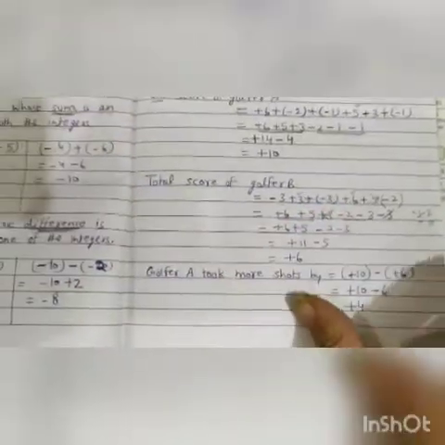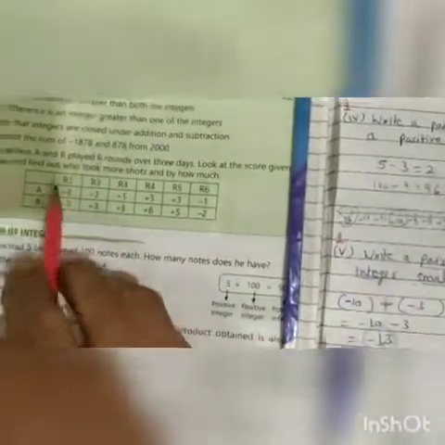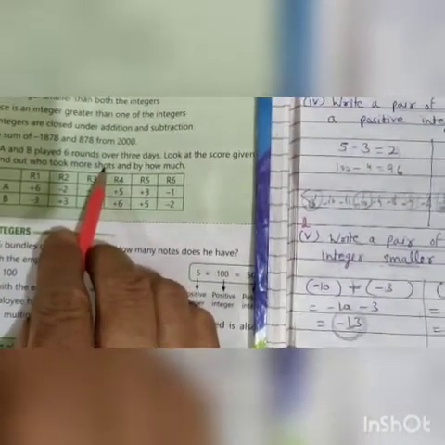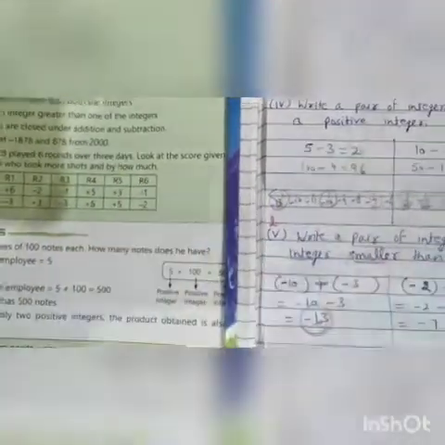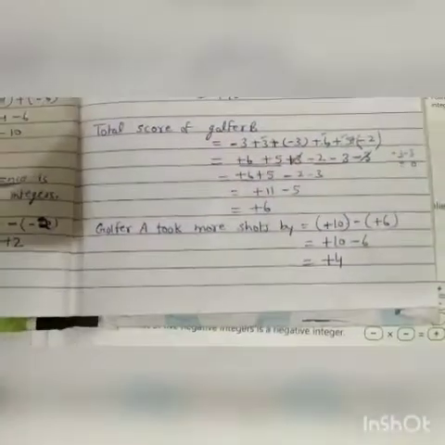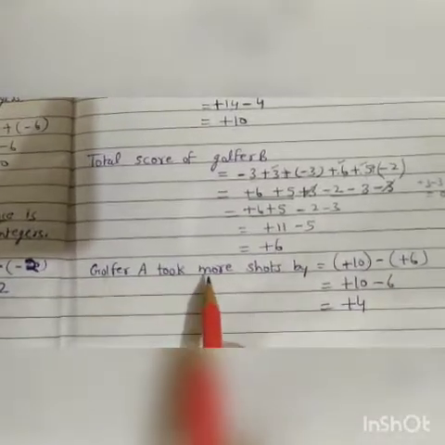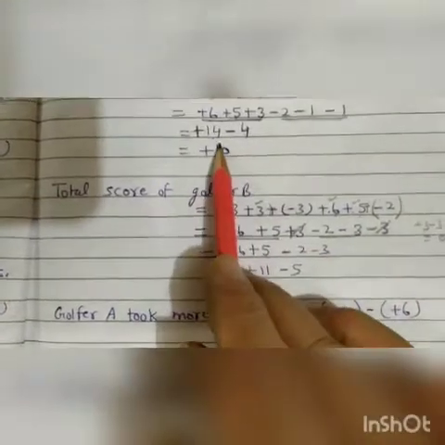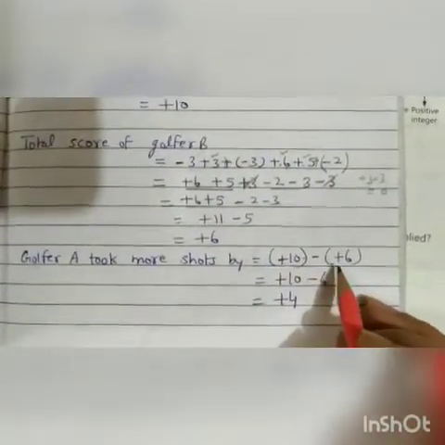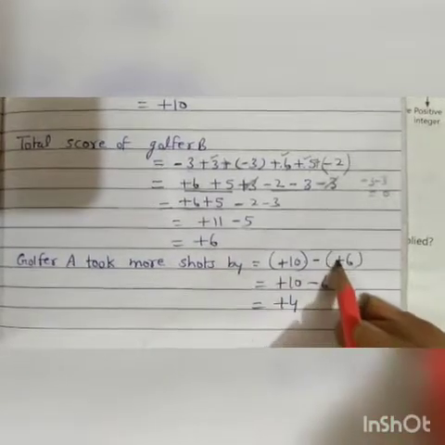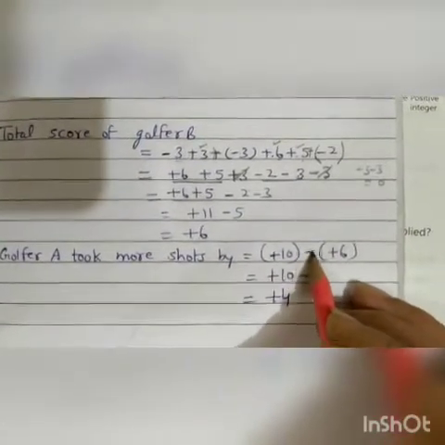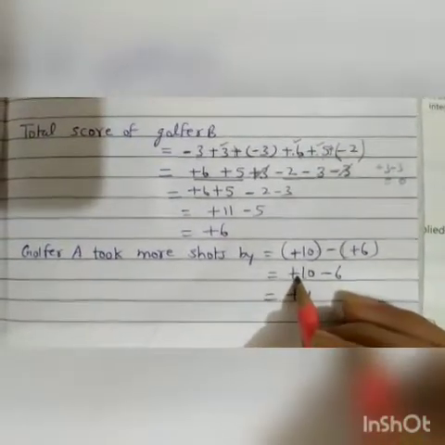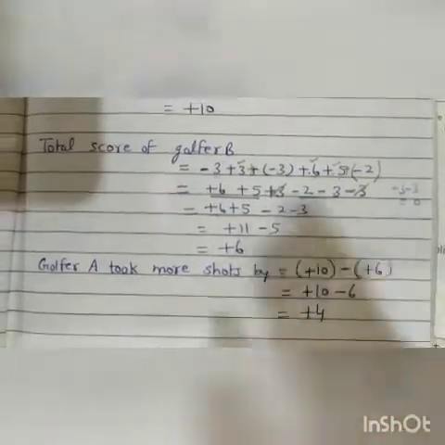Now what is asked? Find out who took more shots. It means golfer A took more shots, and by how much. Now we will find by how much. Golfer A took more shots by: we will subtract the score of golfer B from the score of golfer A. Plus 10 minus plus 6. So plus 10 minus, and out of this bracket is a minus sign, so we will change this plus 6 with minus sign, it is minus 6. Then 10 minus 6 is equal to plus 4.